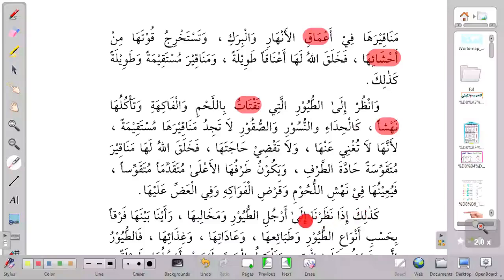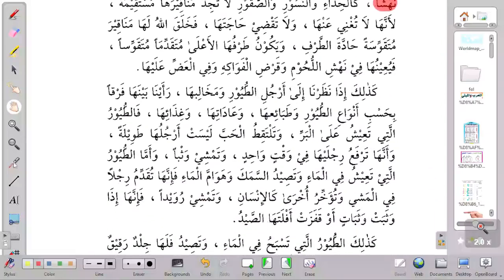كذلك إذا نظرنا إلى أرجل الطيور ومخالبها, so if we look at the legs of birds, ومخالبها, and then their claws. Makhalib is the plural of mikhlab. Mikhlab is the claw. You see the claw of some birds. That's what we term as mikhlab. Even a hen has these claws. So we call it mikhlab. The plural is makhalib. So that's what he's saying, كذلك إذا نظرنا إلى أرجل الطيور ومخالبها. That is, similarly, if we should look at the legs of the birds and then their claws.